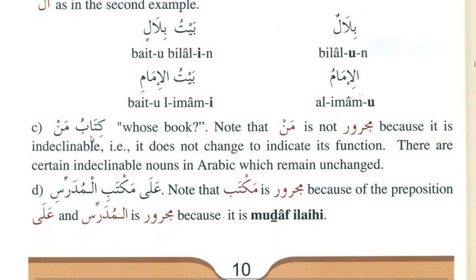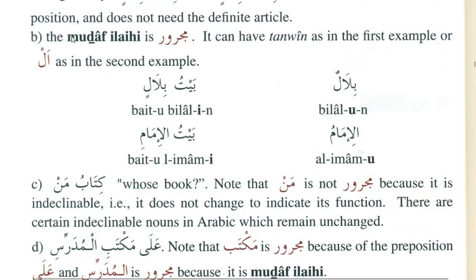So next we have kitabu man. Whose book is this? So here kitab is possessed. So this means the word kitab is mudaf. It must follow the rules of mudaf. Then the word man means who. So the word who or whose is the possessor here. So this means it is mudaf ilayh. In the second point, you have learned that mudaf ilayh is always majroor. So according to that, the word man should be majroor, and we have learned that the majroor singular ism always has kasra, but we don't see any kasra here. Question for you, why? Write your answers in the comment.